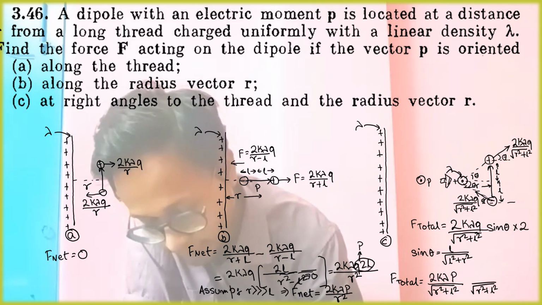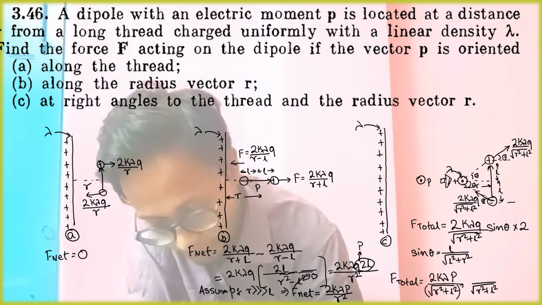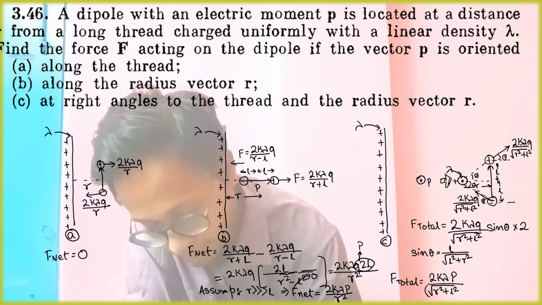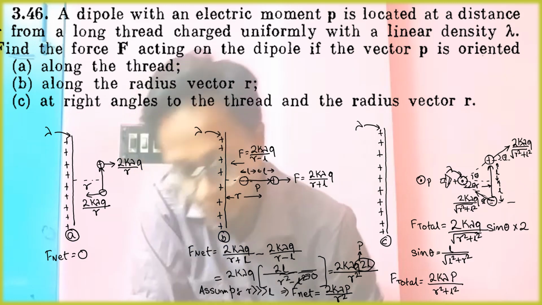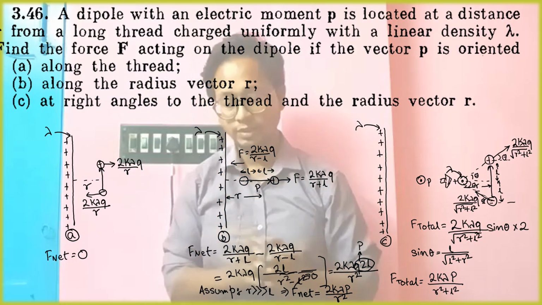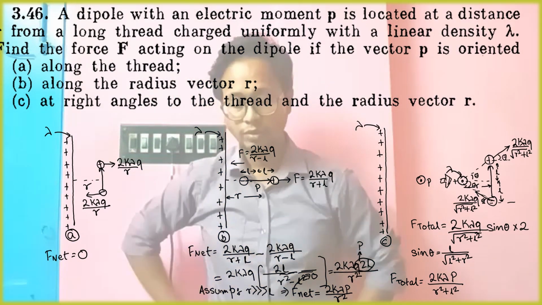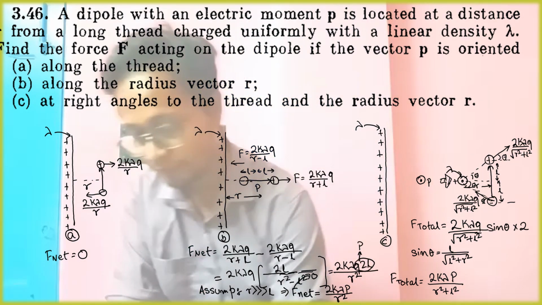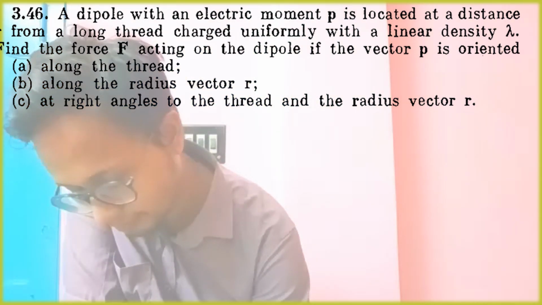So this would become whole square. And if I square a square root, the root gets cancelled. So the total force is equal to 2k lambda p by R square plus L square. Fair and fine.